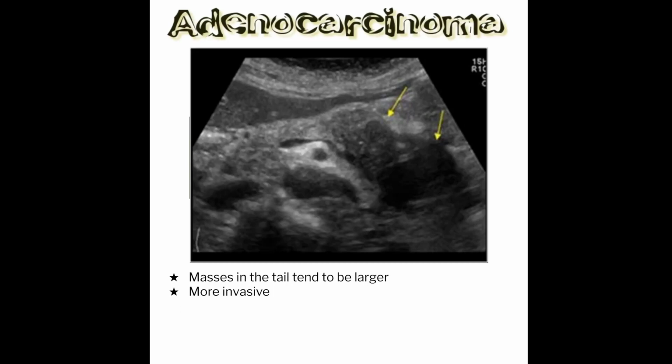Adenocarcinomas can develop in other places along the pancreas. They can develop in the tail. When they do develop in the tail, they tend to be larger and more invasive. So it's not uncommon for an adenocarcinoma of the tail to be very large and invade into the spleen. Again, here is the adenocarcinoma in the tail of the pancreas. We have the SMA, the aorta, neck and body, head of the pancreas, and on this side.